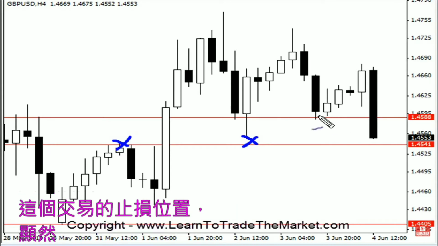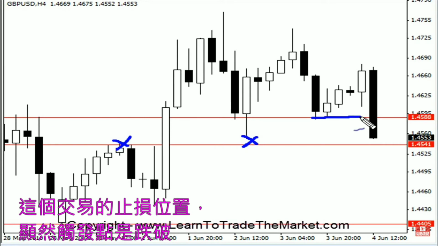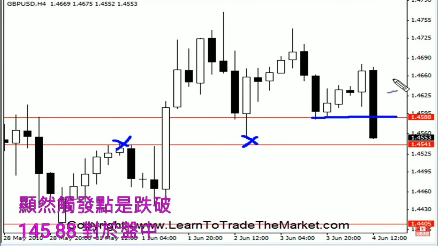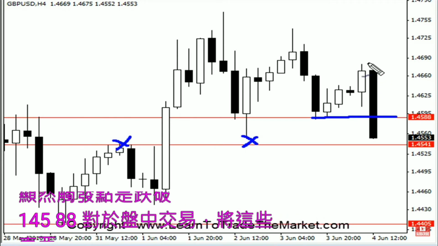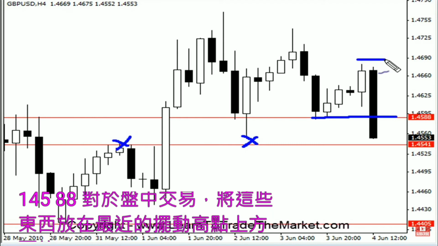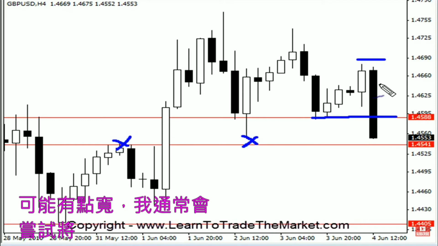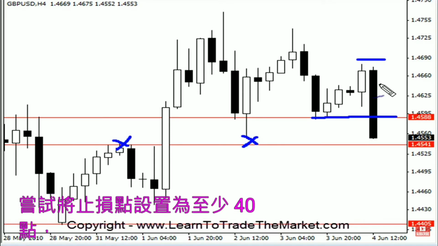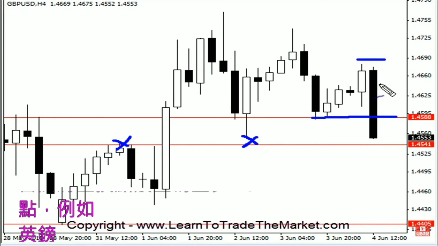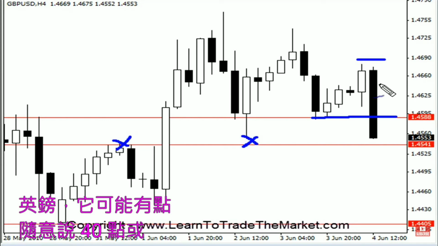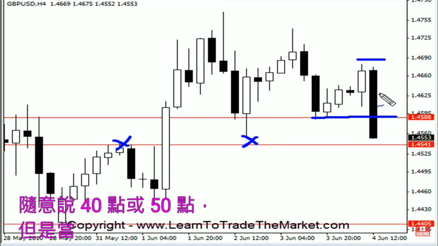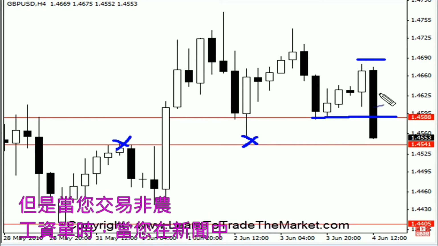Obviously the trigger was that break down below 145.88. For an intraday trade, placing the stop above that recent swing high might be a bit wide. What I'll usually do is try and place the stop a minimum of 40 points on something like the British pound, and it might be a little bit arbitrary to say 40 points or 50 points, but when you're trading the non-farm payroll, things get so volatile.